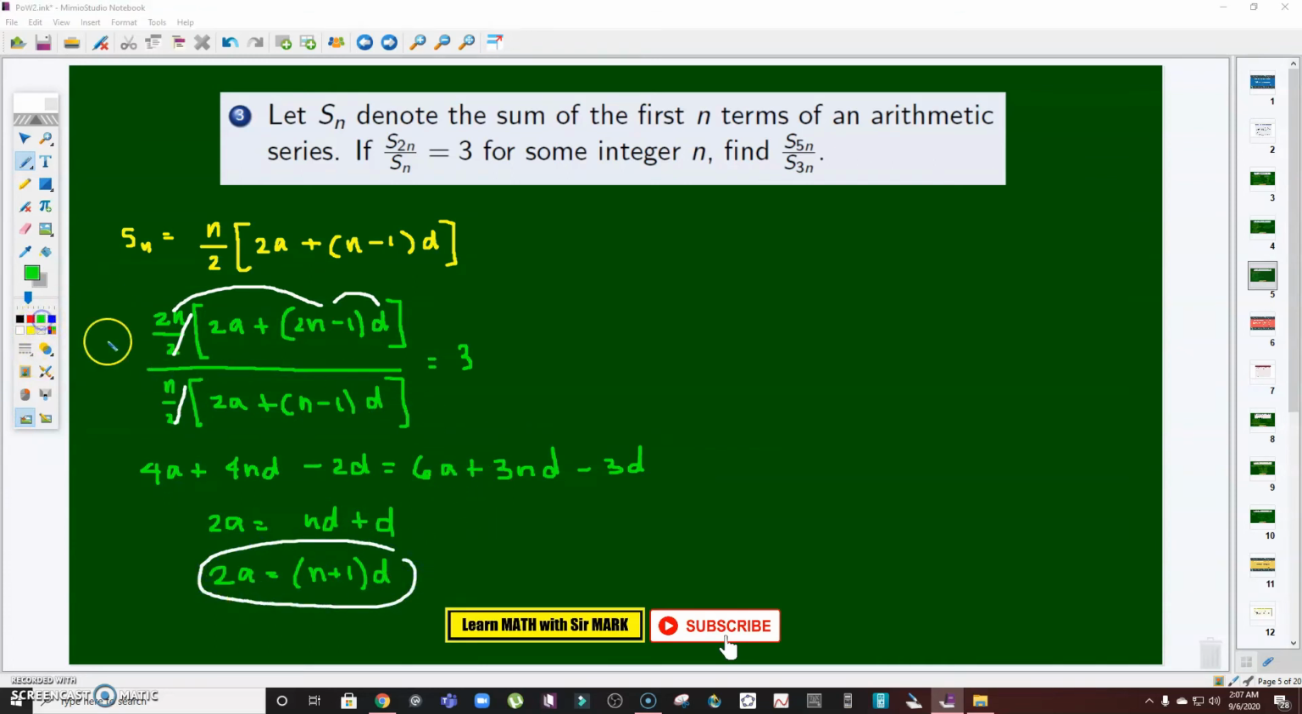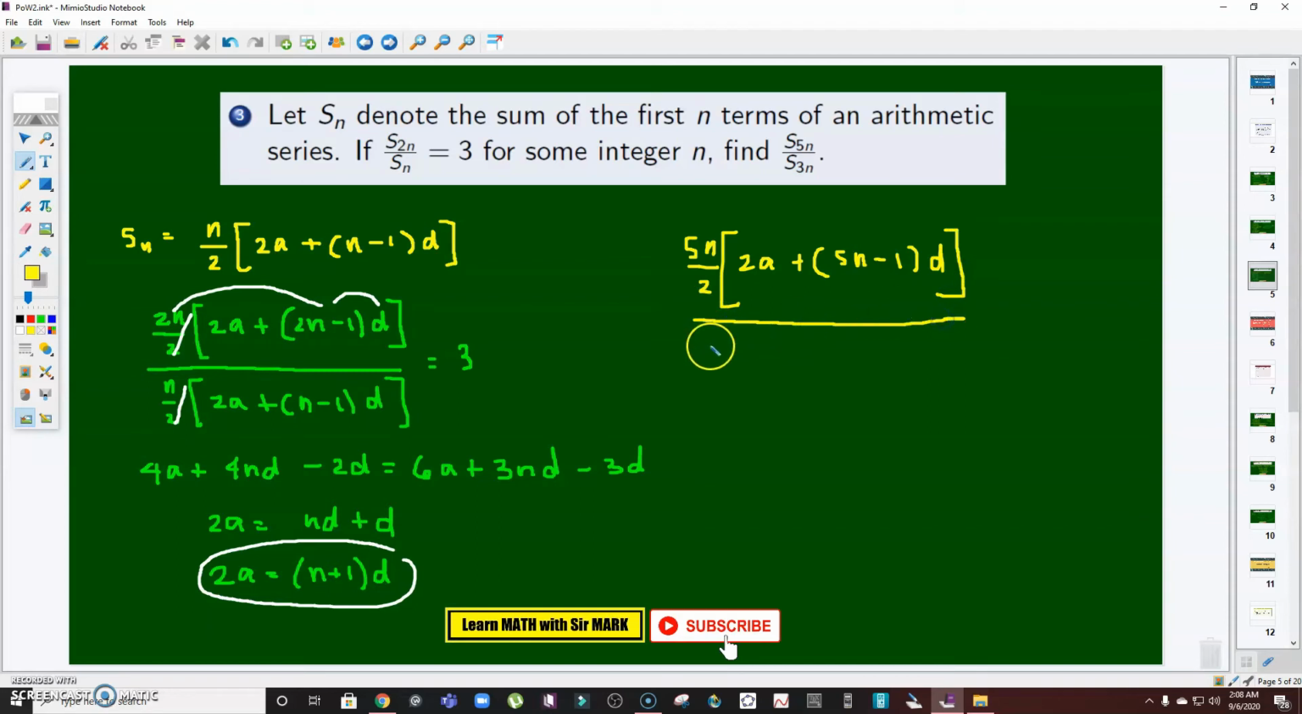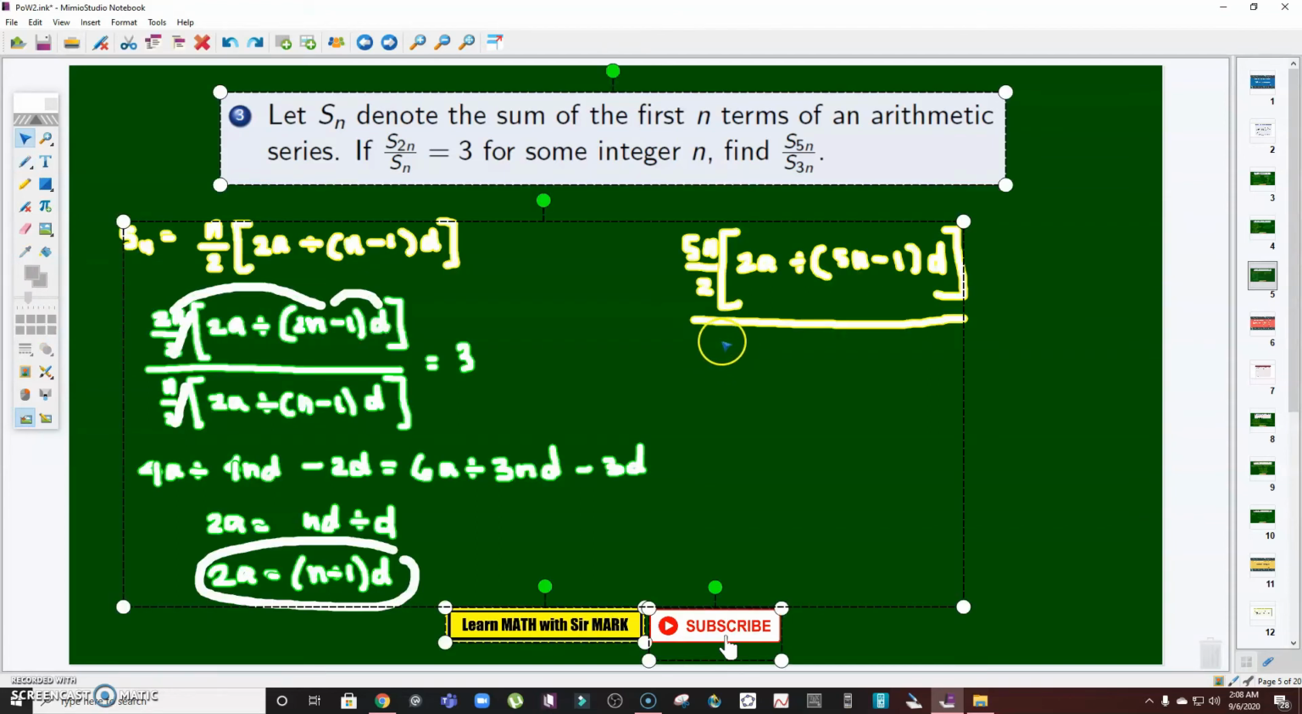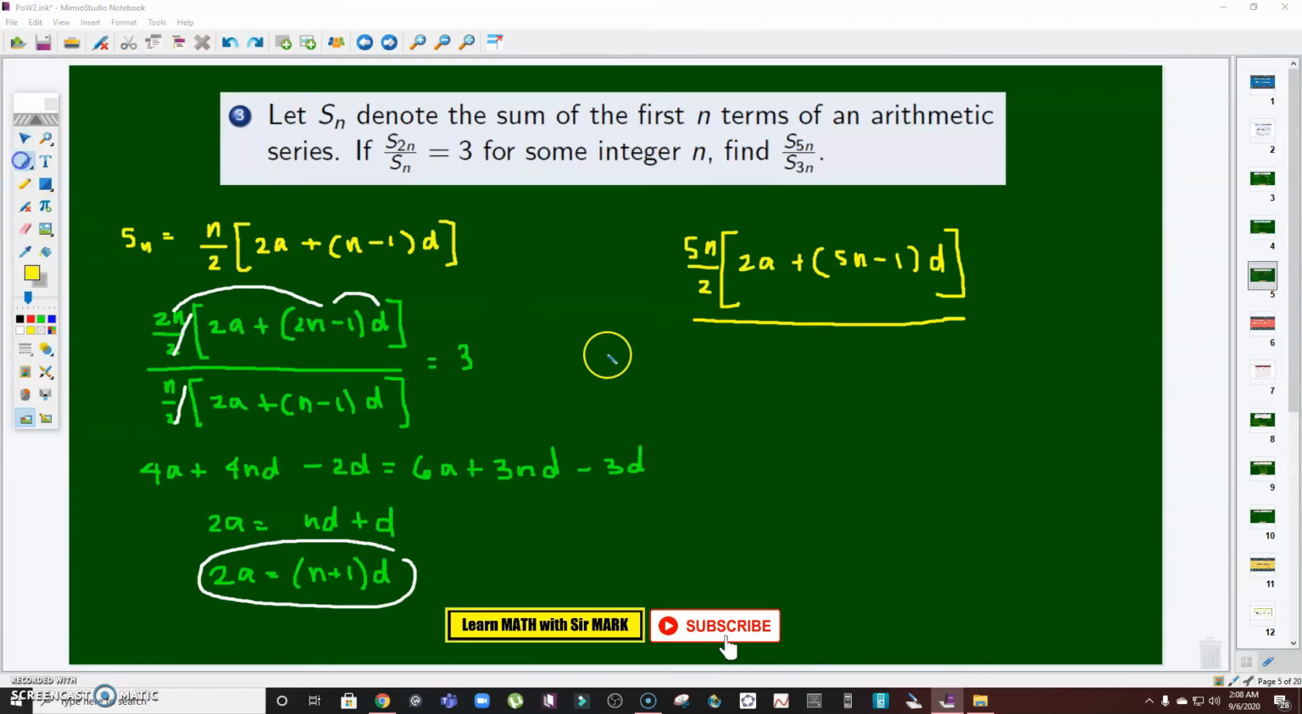Now, take note. What we need is S sub 5n over S sub 3n. Like what we did here, we just repeat it. That is 5n over 2 times 2a plus 5n minus 1 times d, since instead of n, my n is 5n. All over S sub 3n, that will be 3n over 2 times 2a plus 3n minus 1 times d.